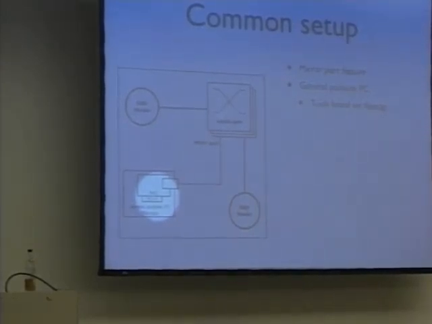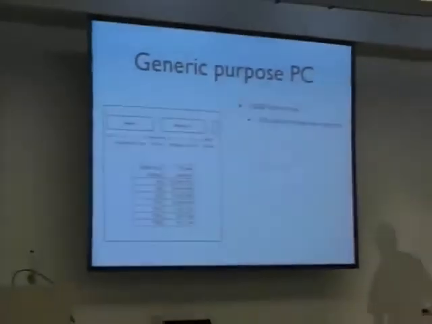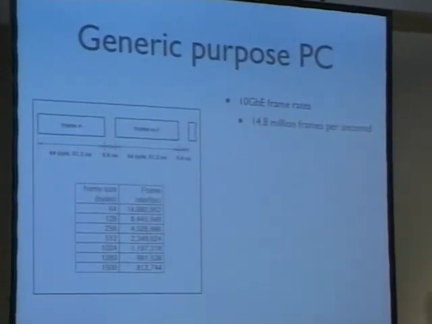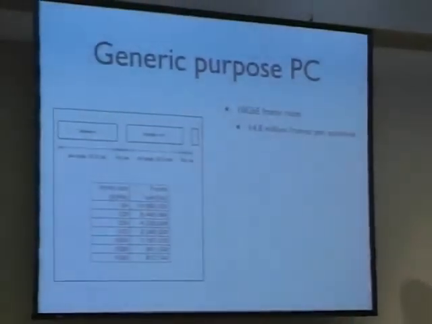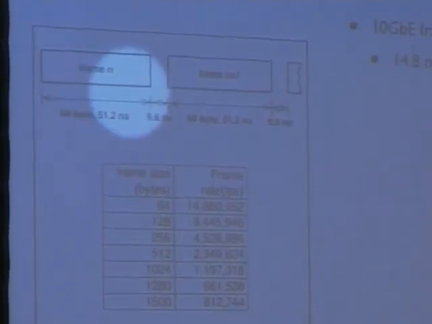So let's first look at the problems with this general purpose PC. Well, 10 gigabit Ethernet is fast. It's a lot of frames per second you can send. On 10 gigabit Ethernet, the maximum frame rate is 14.8 million frames a second. That is only with very, very small frames, because the smallest size frame, 64 bytes, takes about 50 nanoseconds to be transferred over the line.